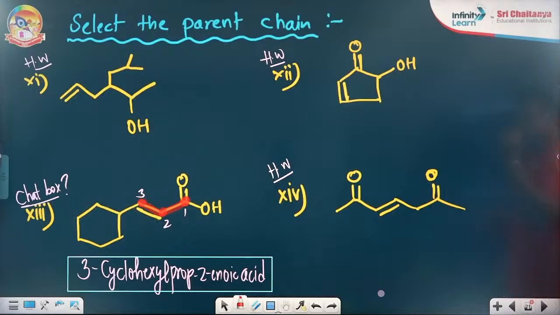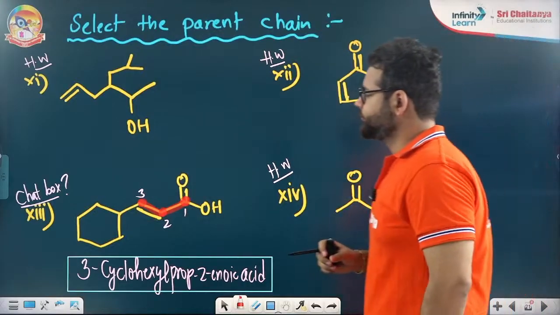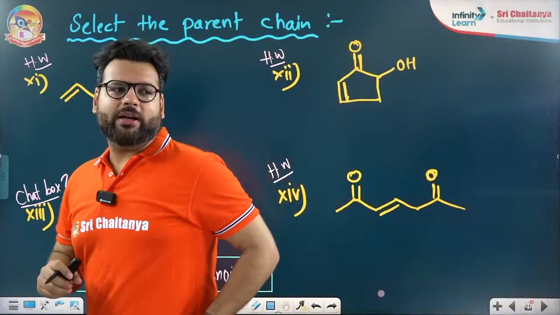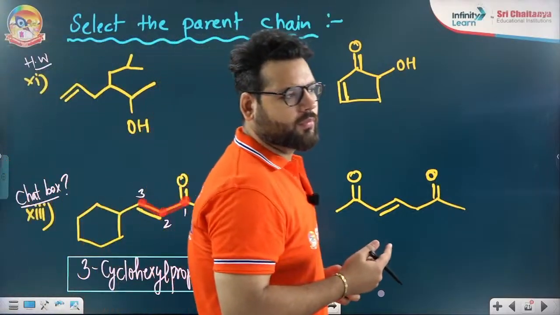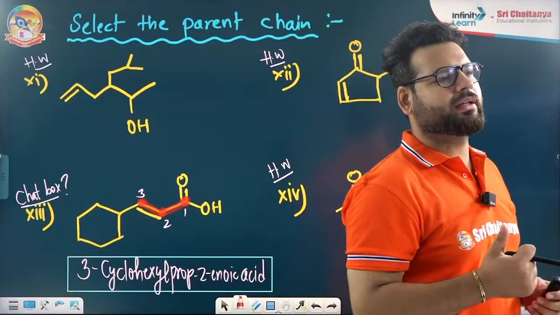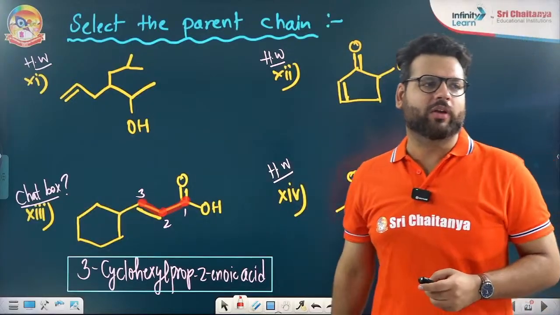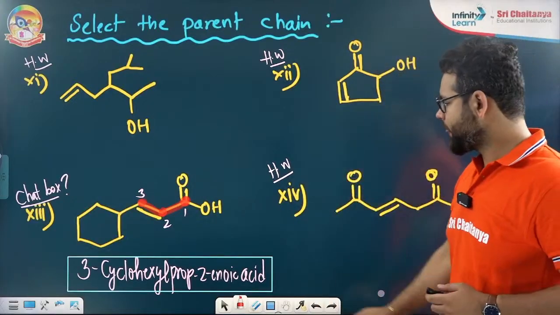3-cyclohexyl propenoic acid. Choosing the parent chain to be the open chain because COOH is there, and then naming it as 3-cyclohexyl propenoic acid. Okay, all right.